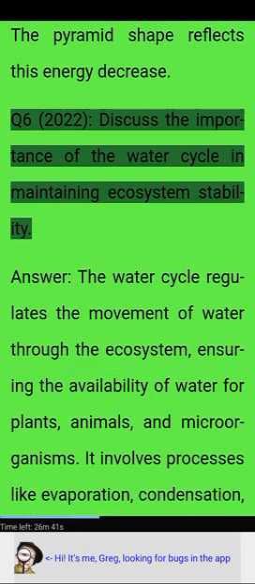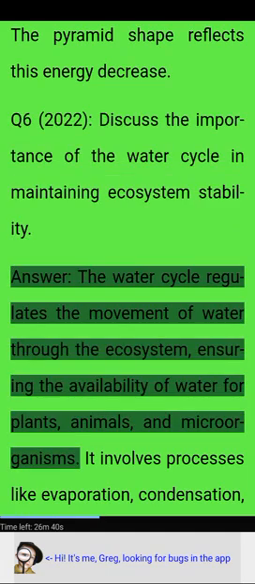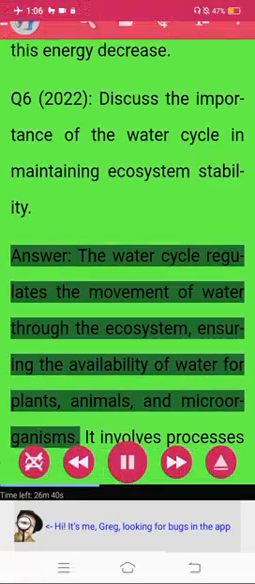Q6 2022. Discuss the importance of the water cycle in maintaining ecosystem stability. Answer. The water cycle regulates the movement of water through the ecosystem, ensuring the availability of water for plants, animals, and microorganisms.